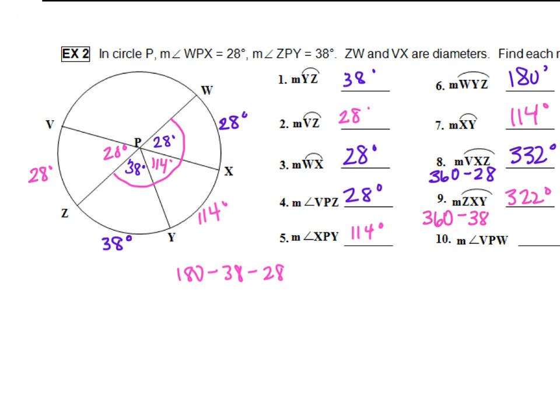All right, number 10, find the measure of angle VPW. So V to P to W. So we want this central angle right here. What we might notice here is that that is formed by our two diameters, and remember those two diameters form vertical angles, so on the other side here's that vertical angle to it. Well, we know this is 38 and 114, so that means that the other side, if we just add those together, 38 plus 114, that is going to give us that angle measure. So 38 plus 114 is 152 degrees, and we found it.